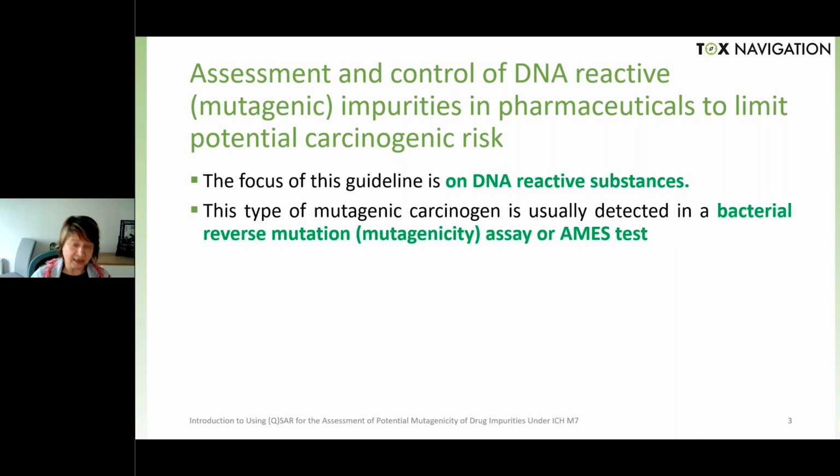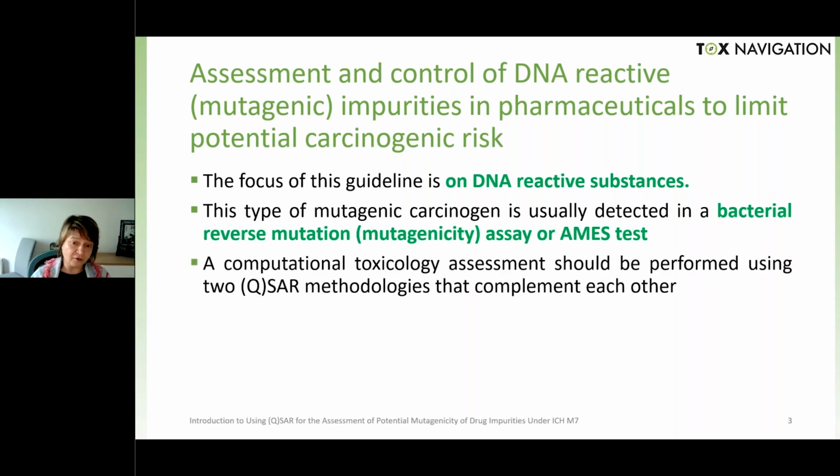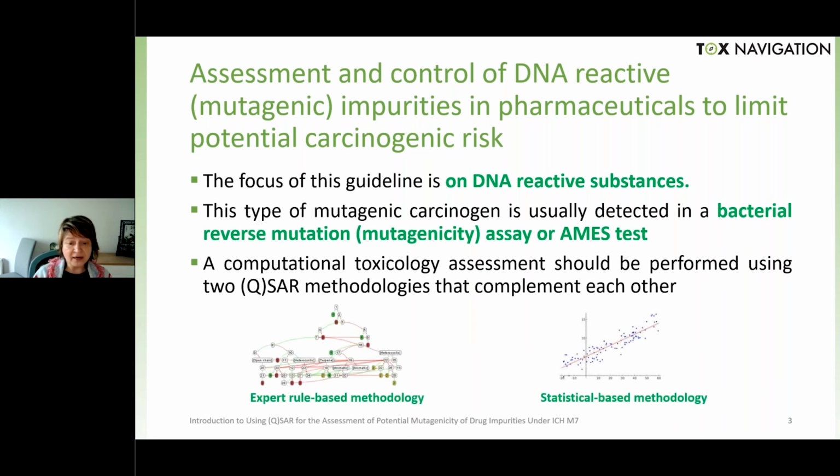So the Ames test is an in vitro assay that is able to detect the mutagenicity of chemicals. Now, the in silico assessment that is described in the guidelines requires the use of two different methodologies that have to be used together. One is an expert rule-based methodology, and the other one is statistical-based. And today together, we will see what they are and why, using these two methodologies together, you can improve the quality of the prediction and the reliability of your prediction.